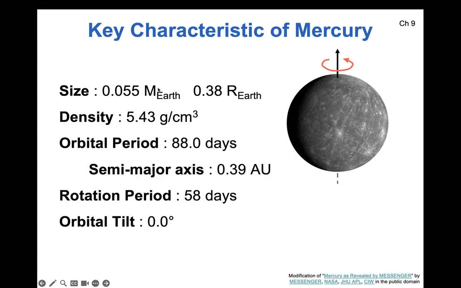And size here is volume, right? And that's why it's so small. If you look at its radius, which would be also its diameter or circumference, because they would all have the same fraction, it's 0.38 the radius of Earth. The radius of Mercury is 0.38 the radius of Earth. So a little bit more than a third of the radius of Earth. Its density is just a little bit less than Earth's.